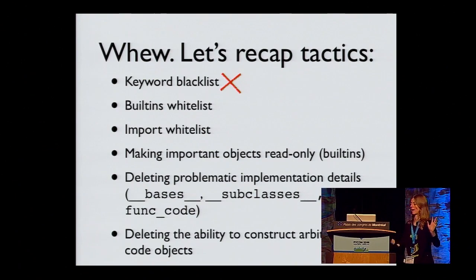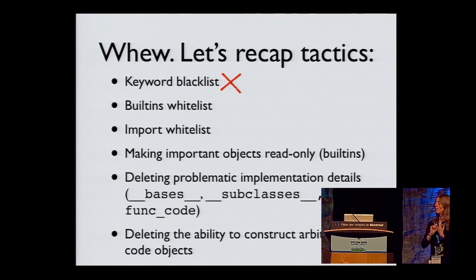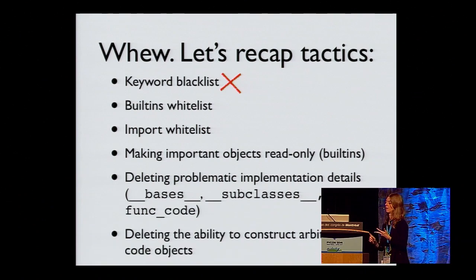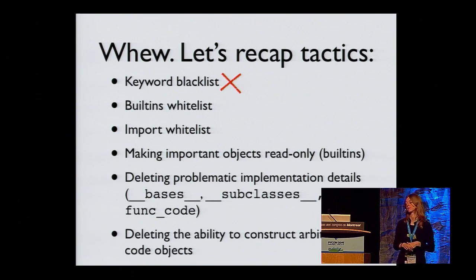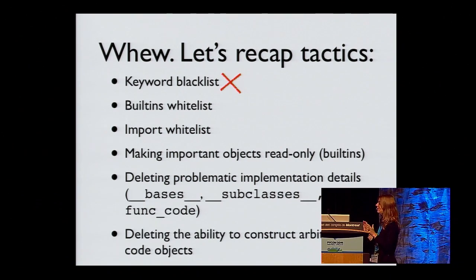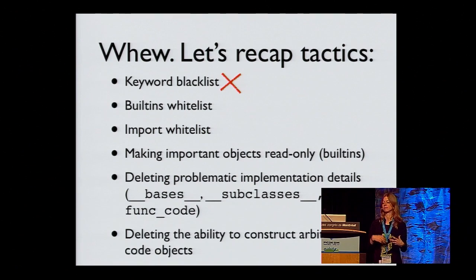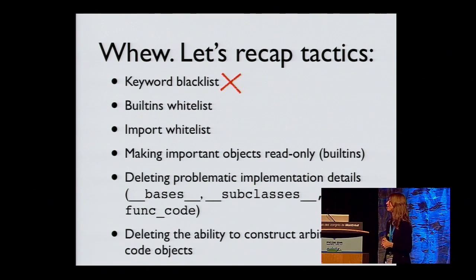OK, let's recap. We tried a keyword blacklist. That ended up being a bad idea. ROT13 was a big problem for us there. A builtins whitelist, though, that was pretty good. An import whitelist, so hooking the importer. Making important objects like builtins read-only by subclassing dict. We deleted a couple of problematic implementation details like bases and subclasses and func_code. And then we deleted the ability to construct arbitrary code objects, which seems pretty dangerous.